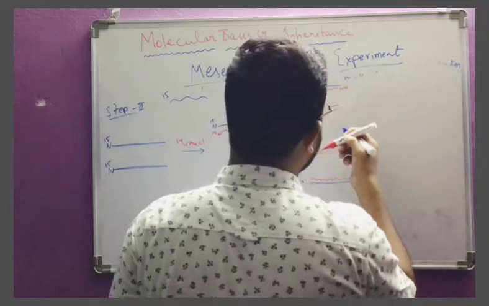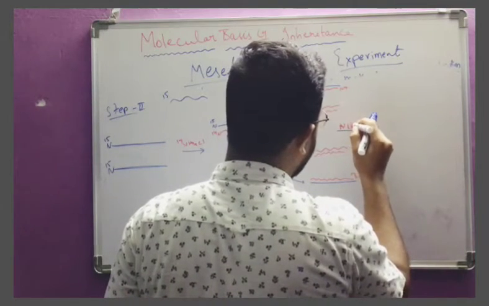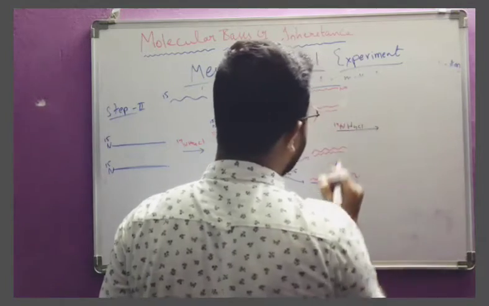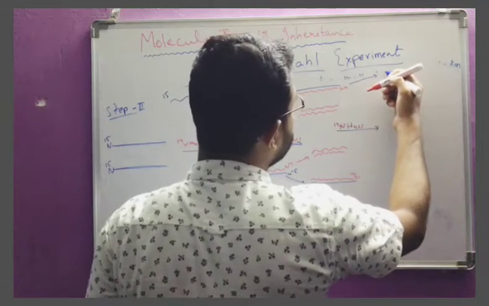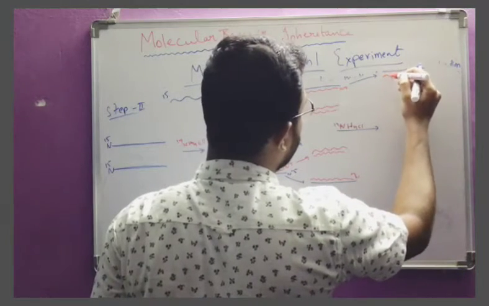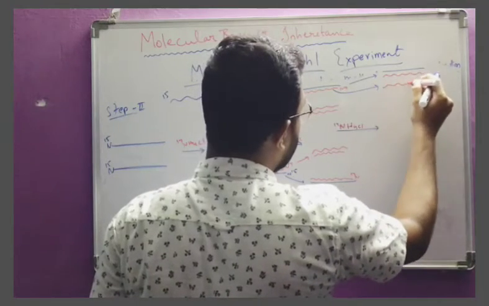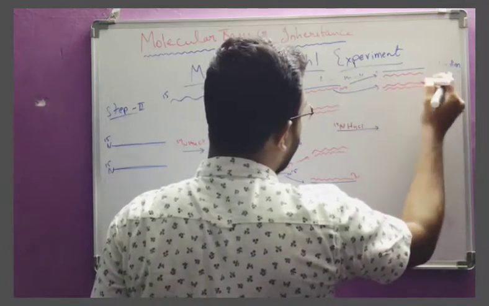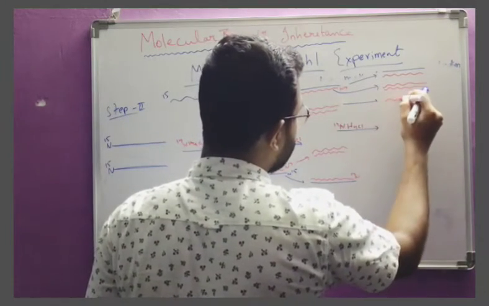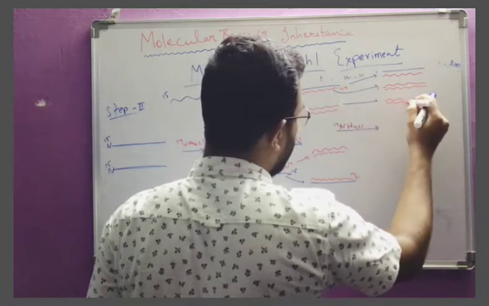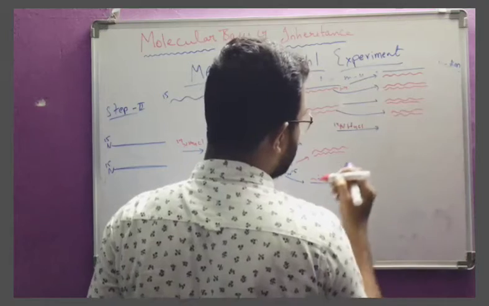And they allowed for another generation, again in NH4Cl 14 only. So from this blue strand, again this one, and from this strand automatically it is N14, and again the new strand will also be N14, and from this strand again one parent and one offspring.